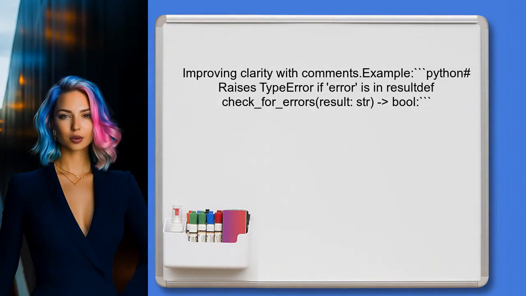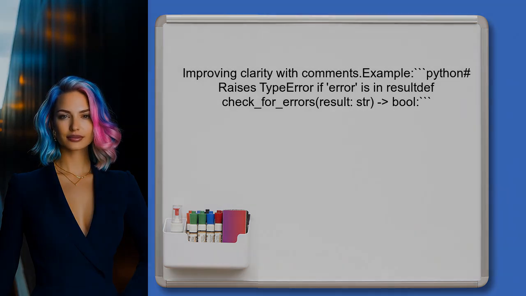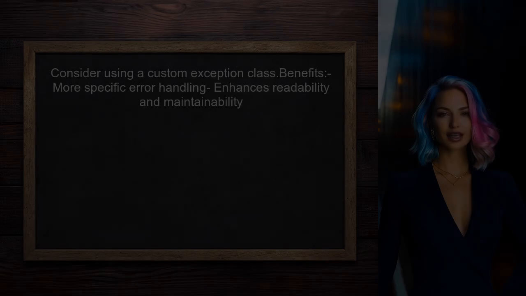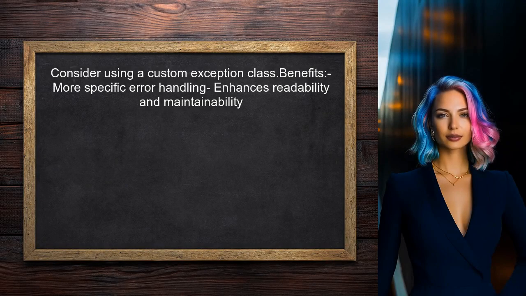To improve clarity, the user can add a comment above the function definition to explain the potential exception. This way, anyone reading the code will understand that a type error may be raised. Additionally, the user might consider using a custom exception class if they want to provide more specific error handling in the future. This can enhance the readability and maintainability of the code.